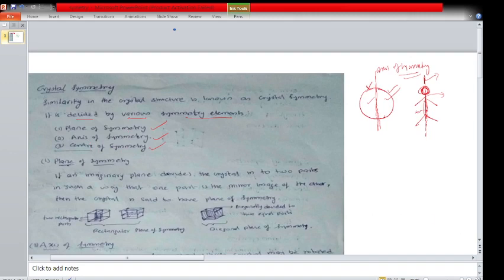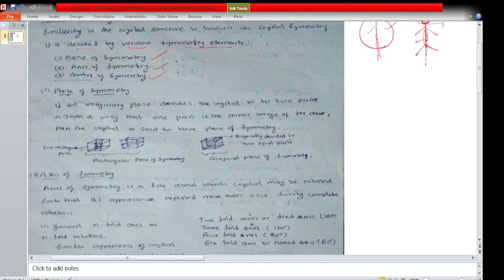So what is meant by plane of symmetry? Plane of symmetry is nothing but considering an imaginary plane that divides the crystal into two parts in such a way that one part is a mirror image of the other. If the crystal possesses this kind of symmetry, then we say the crystal has a plane of symmetry. So we consider a plane that cuts the crystal into two parts such that one part is exactly the mirror image of the other. Then we can say that particular crystal has a plane of symmetry.